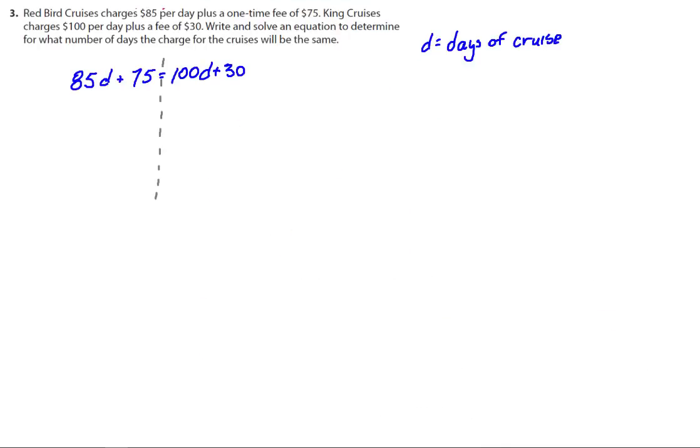Okay, I've set my problem up and I'm ready to go. I decided to use D as my variable, and I defined that as the days on the cruise. So $85 per day plus a $75 one-time fee, that's for Redbird, or $100 a day plus a $30 one-time fee, that's for King Cruises.